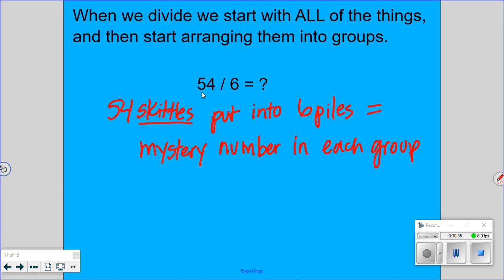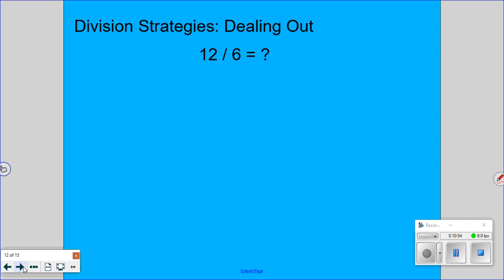Yeah. Now we're going to get back to, okay, well, we know what happened. 54 Skittles put in my 6 piles. Now what do I do to actually figure out the mystery number so it's not a mystery? Now we're going to get into some strategies. Let's go with my favorite, which is the very first strategy you learn.